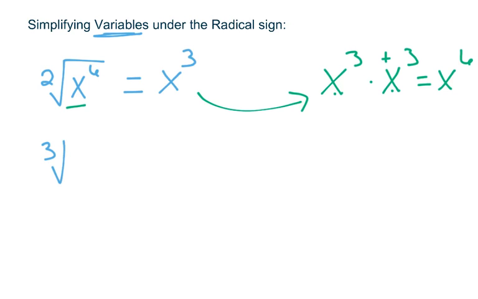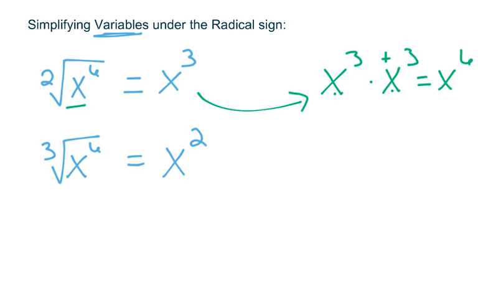The cube root of x to the 6th. Again, I am going to divide my exponent by my index. Just a moment, got something not working here. There we go. My index is 3 this time. 6 divided by 3 gives me 2. So x squared is my answer.